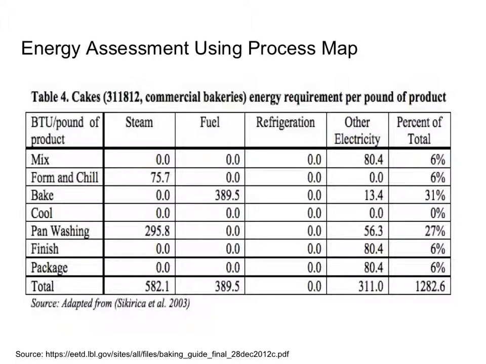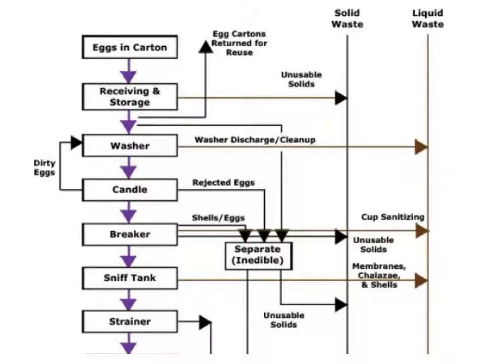For example, in this table, each stage of the baking process based on BTUs of energy used per pound of product is detailed. The analysis identifies that the bake and pan washing stages in the process are those with the greatest energy requirements, 31% and 27% respectively. And here's another process map.